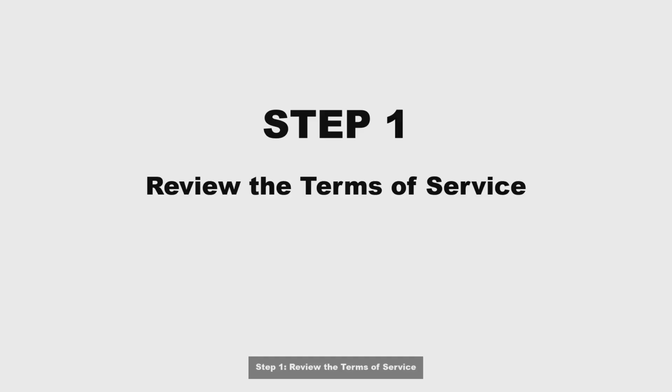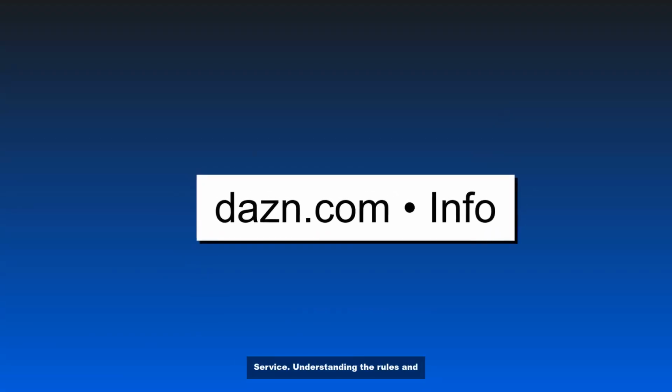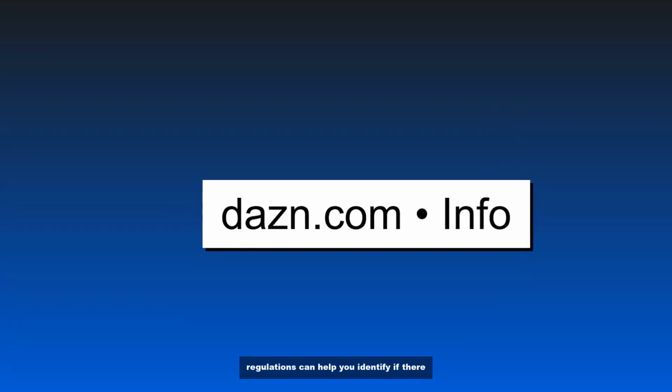Step 1. Review the terms of service. Before proceeding with your appeal, familiarize yourself with DAZN terms of service. Understanding the rules and regulations can help you identify if there was a legitimate reason for your ban.